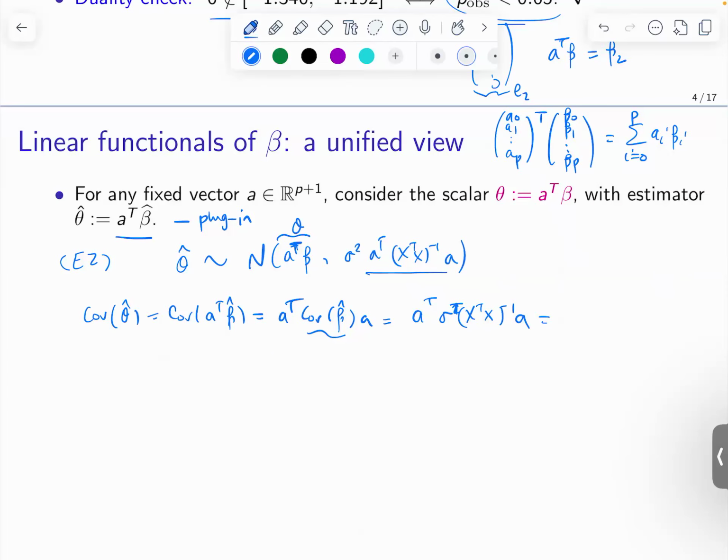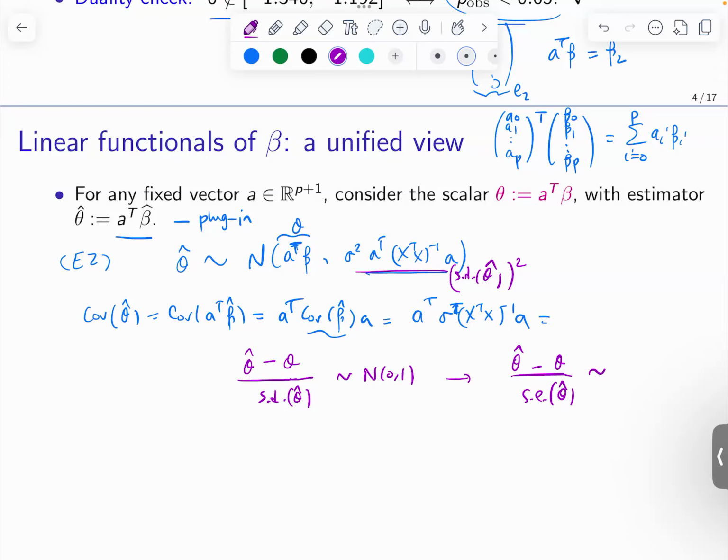So the next step is you just repeat exactly the process we did. You can, for example, construct a standard normal out of it. This would be the standard deviation of theta hat, well, this is actually the variance, so if I take the square root of it, it would be the standard deviation. So I can standardize and it would be normal 0, 1. And if I divide instead by the standard error, which is the estimate, that one would be T. So this is where S comes in: it would be S root A transpose (X transpose X) inverse A.